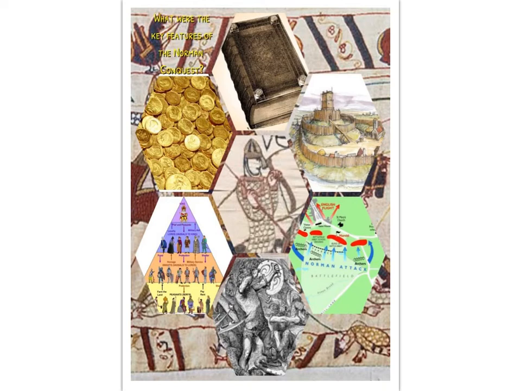This is the conquest of England, starting with the Norman conquest, the Battle of Hastings of 1066. In the middle, we have the Bayeux Tapestry. Down here, we have a picture that could be one of two things.